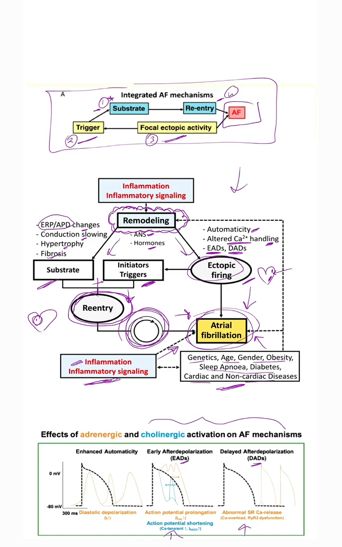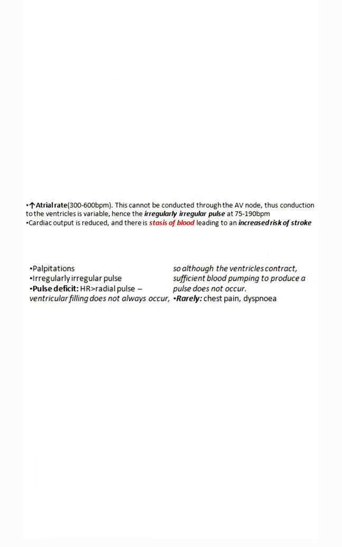Clinically, atrial fibrillation may present as an increased heart rate, an irregular pulse at 75 to 190 beats per minute. The cardiac output may be reduced because of the loss of atrial kick and excessively rapid ventricular rate. And there can be stasis of blood as a complication, leading to an increased risk of stroke. Although the ventricles contract, sufficient blood pumping to produce a pulse does not occur. So this leads to increased heart rate, but the radial pulse is low. Palpitations may be felt, and rarely chest pain or dyspnea may occur.